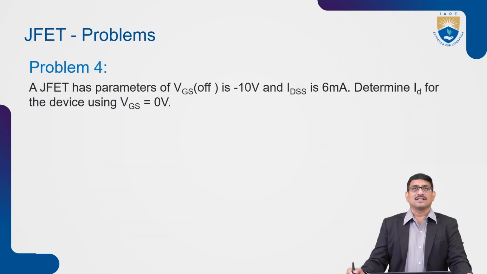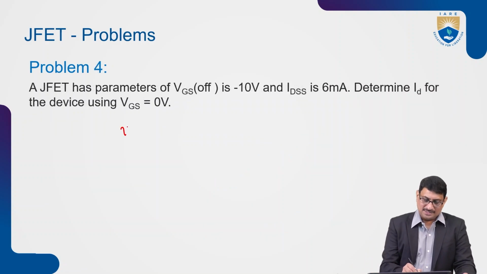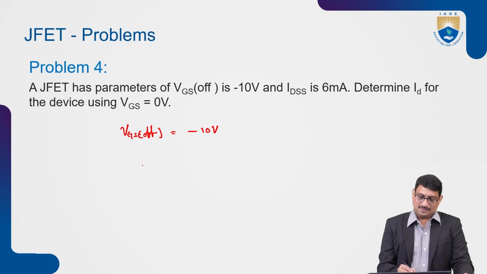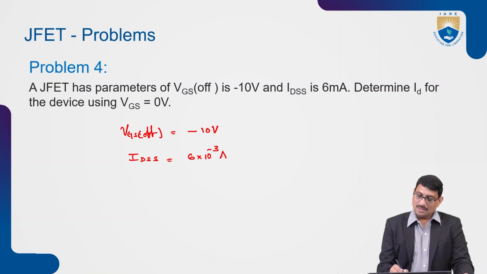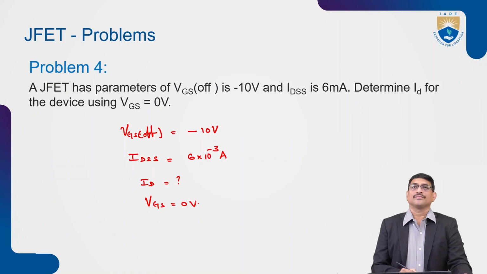A JFET has the parameters of VGS off, which is the threshold voltage, equal to minus 10 volts, and IDSS equal to 6 milliamperes. Determine the ID for the device by using VGS equal to 0 volts. So when VGS is equal to 0 volts, the drain current ID is the maximum current, which is called the IDSS.